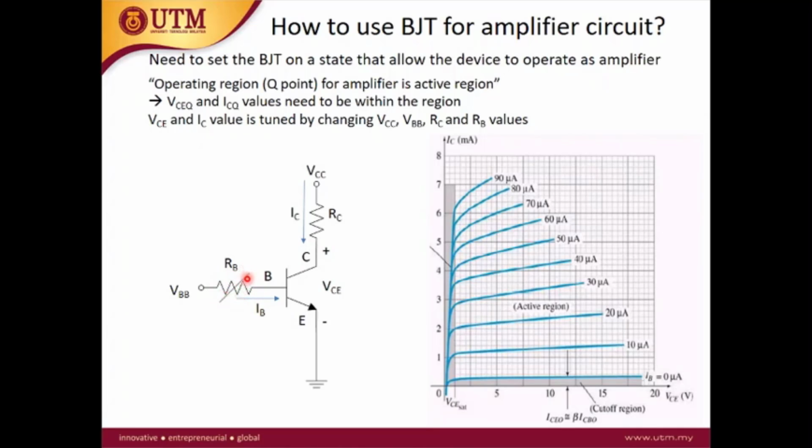We use a variable resistor so that we can control the resistance at the base, and then we can control the base current, because in the output characteristic, each blue line depends on a specific base current. By having this variable resistor, we can change the base current from 0 ampere to 10 microampere and 20 microampere. This is usually how we bias the transistor.